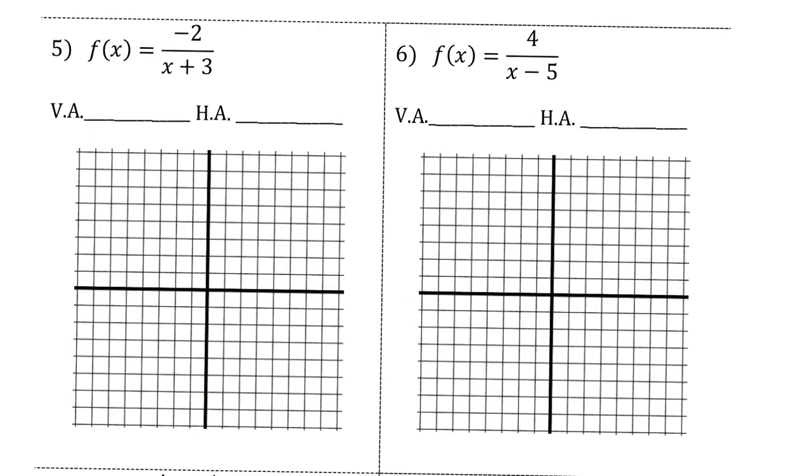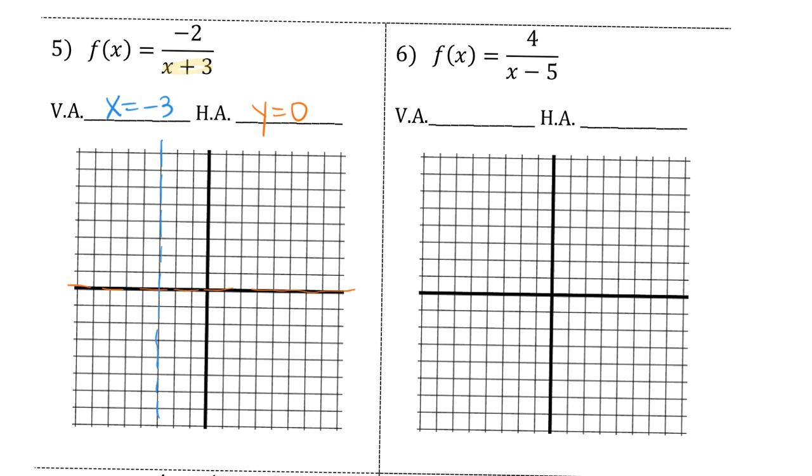Okay, for number 5, where's my vertical asymptote? X equals -3, because that would make the denominator 0. There's no vertical shift, so your horizontal asymptote is at y equals 0.